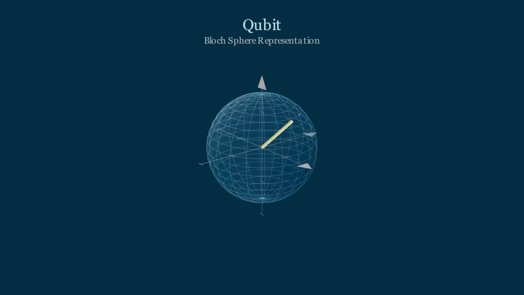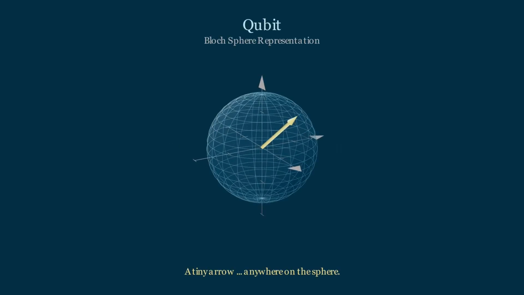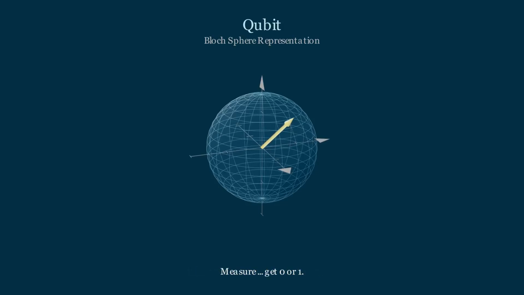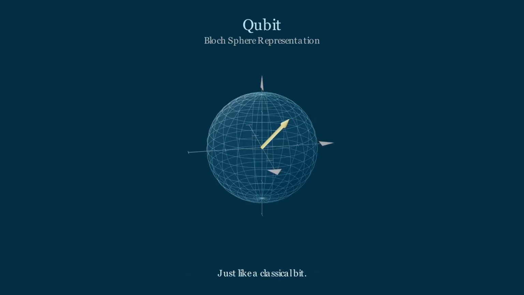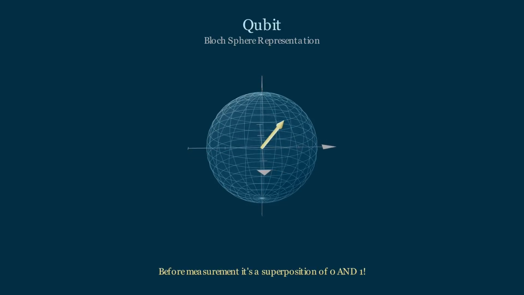A classical computer stores information as bits. A bit is either 0 or 1. A quantum computer stores information as qubits. A qubit is a two-level quantum system. Think of it as a tiny arrow that can point anywhere on the surface of a sphere. When you measure a qubit, you get 0 or 1, just like a classical bit. But before you measure it, the qubit exists in a superposition, a combination of both 0 and 1 simultaneously.